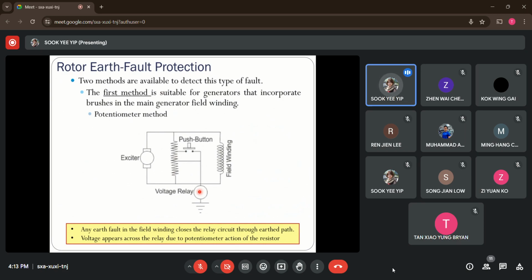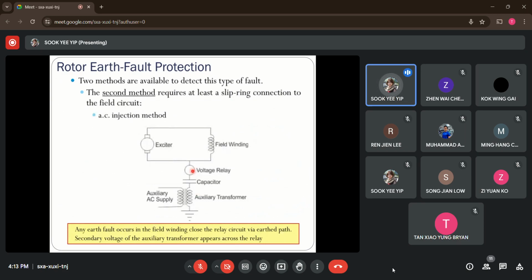So how about the other method? It's known as the AC injection method. Right now, in this method, you will notice a green sector. This is the field winding at the ground path. We connect a voltage relay in between, and we will have capacitors, and the next one here is known as an auxiliary transformer. So this is how we do the connections.